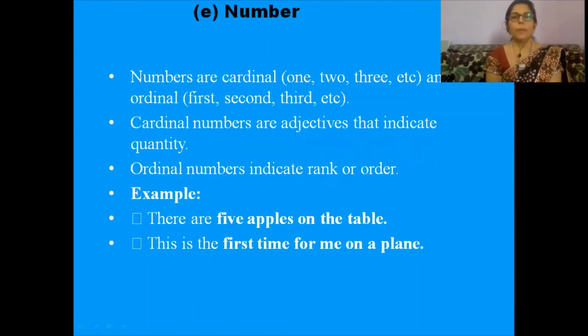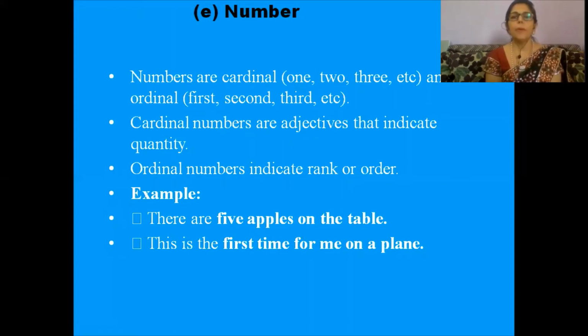If we talk about numbers, then numbers are cardinal if we say 1, 2, 3, 20, 100, and ordinal if we say first, second, third, last, next. So cardinal numbers are adjectives. They indicate quantity. Just see the difference between the two. On the other hand, ordinal numbers indicate rank or order. So you can see these examples which will elaborate everything in detail.